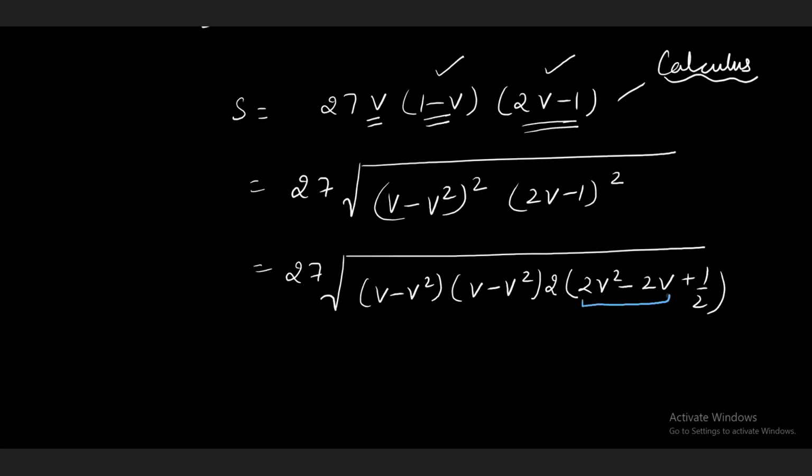Now you will get to know. This is 2v square minus 2v. And when I add these two, I will be getting 2v minus 2v square. That means if I consider these three terms and apply arithmetic mean concept here, I will be getting an expression which is totally independent of v.